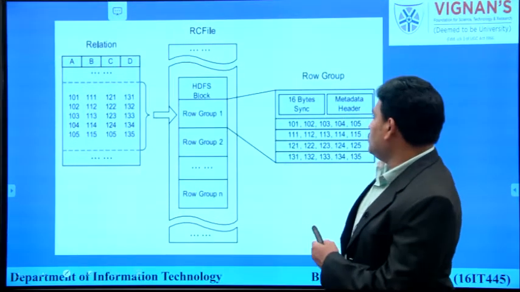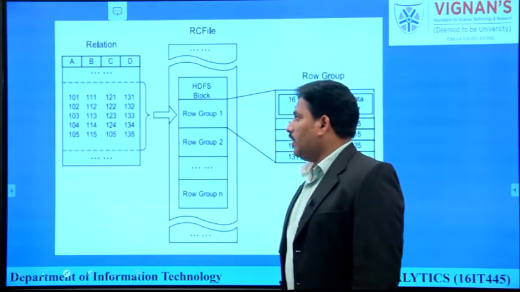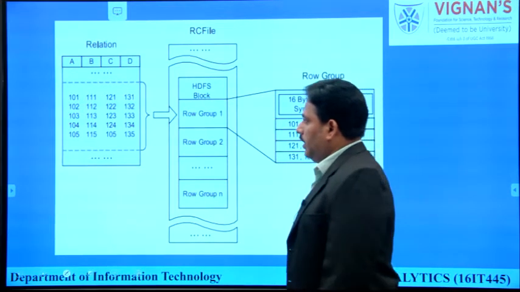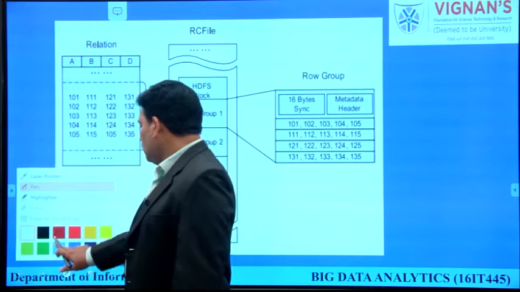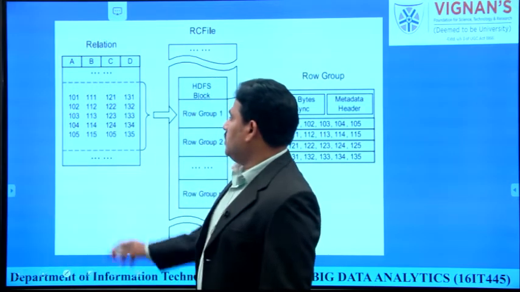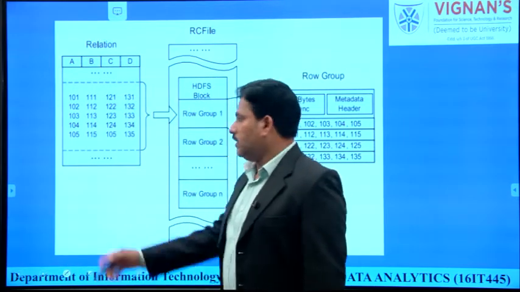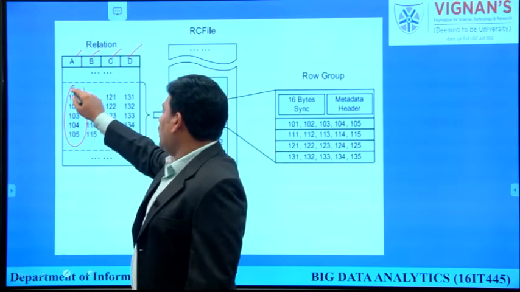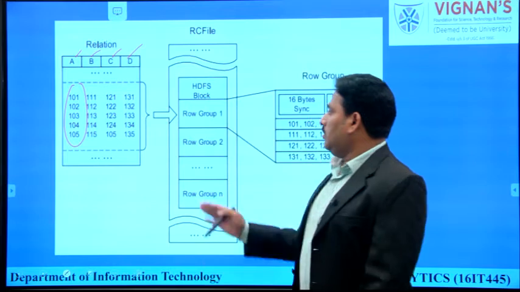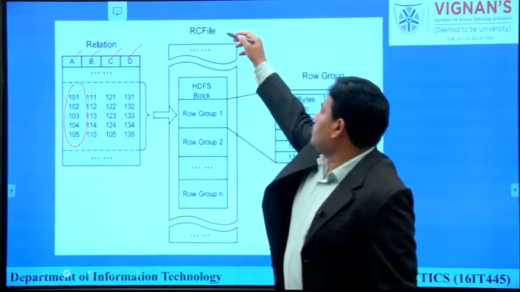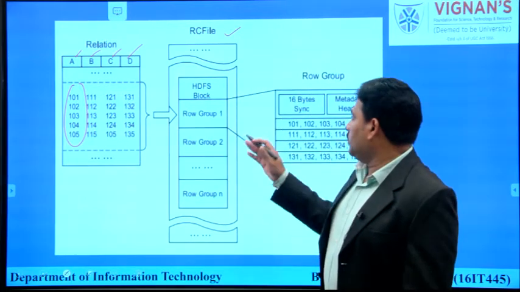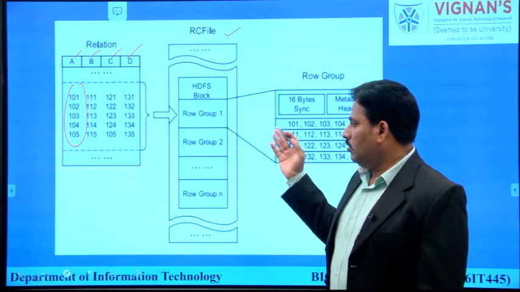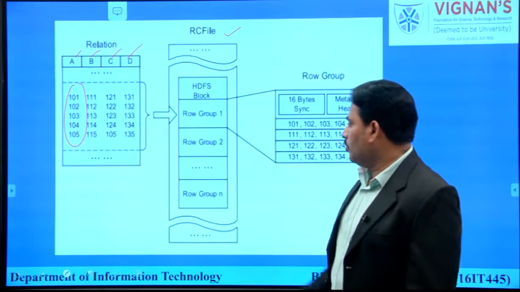Now this is the file layout of the RC file format. In this example we have table data accessed from a relational table. Here we have 4 columns of information, A, B, C, D, and every column has some set of values. Now we store the data in the RC file format, and after that we store it in the required HDFS location. Now let us have a look at how it is going to be stored.